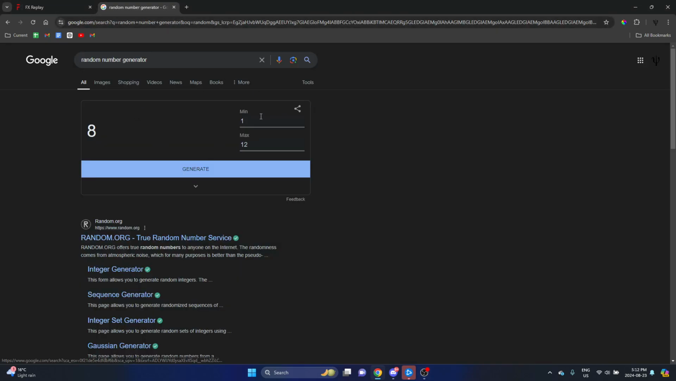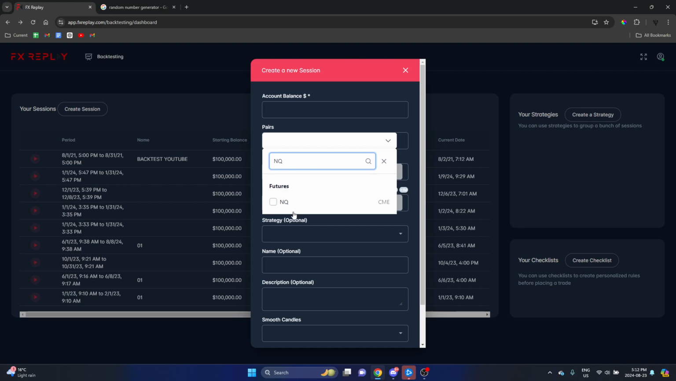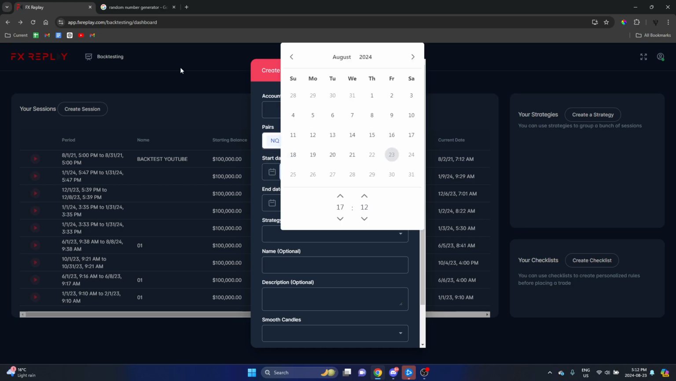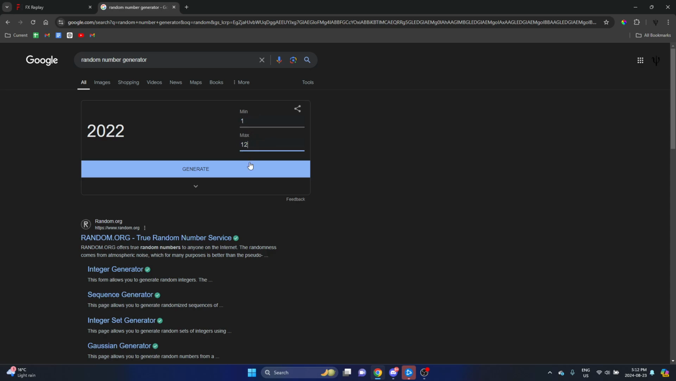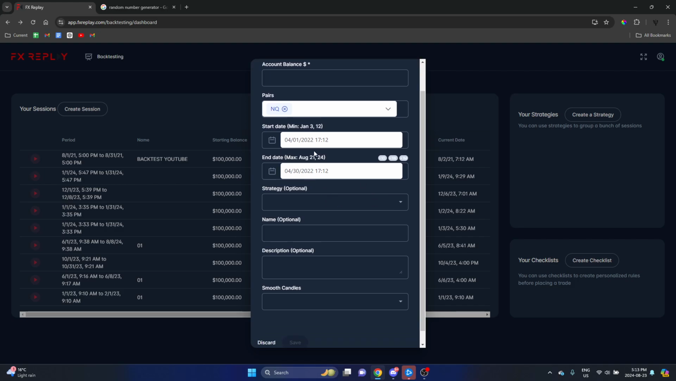I have a random number generator here. So we're going to pick a random year between 2021 and 2024. It's going to be 2022. I'm picking this random time so that you guys know that I haven't seen this before. And then let's pick a random month. So April 2022. April 2022 will be right here. And let's just give ourselves the whole month to play with and see how much we end up doing.